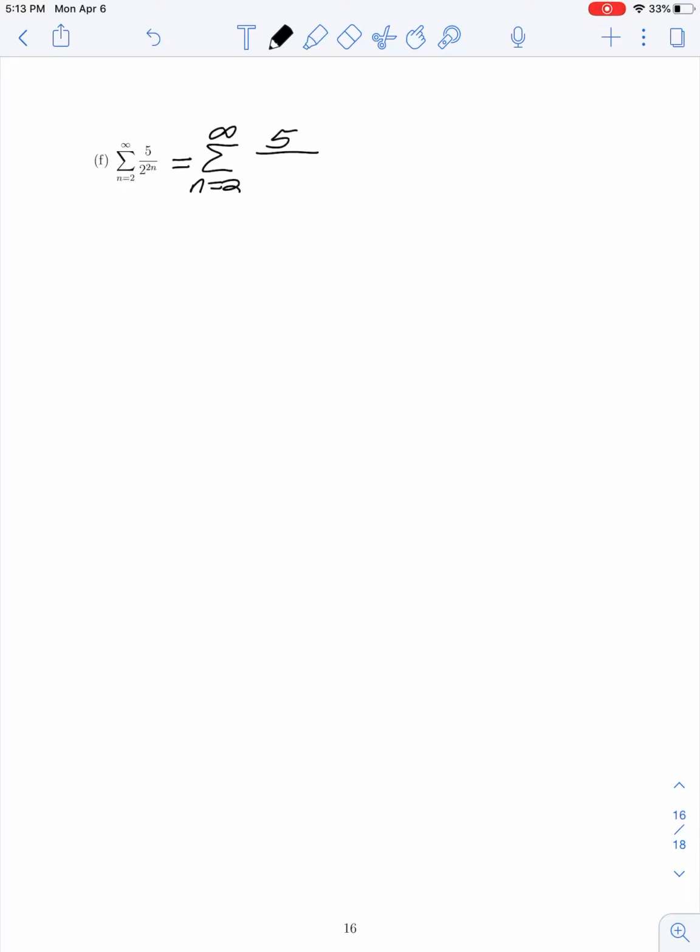Instead of 2 to the 2n power, we can think of this as 2 squared quantity raised to the nth. So this is the sum from 2 to infinity of 5 over 4 to the nth power. Now, this is almost the standard form for a geometric series. However, the first term in our summation corresponds to n equals 2 instead of n equals 0.